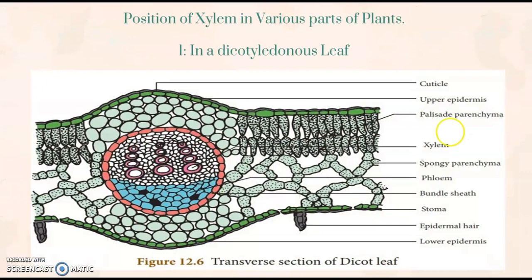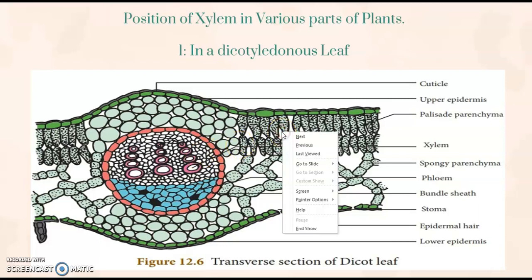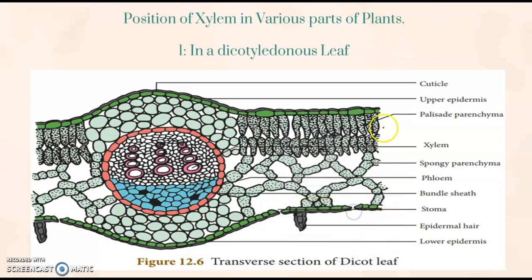Next, we are going to discuss in this chapter the position of xylem in various parts of the plants. Let us see how it looks, where we are going to expect the xylem. So when you look at the transverse section of the dicot leaf, you might have discussed the structure of the leaf in the chapter of plant nutrition. Here I'm just giving you a brief overview.